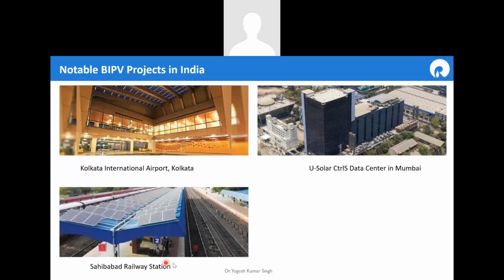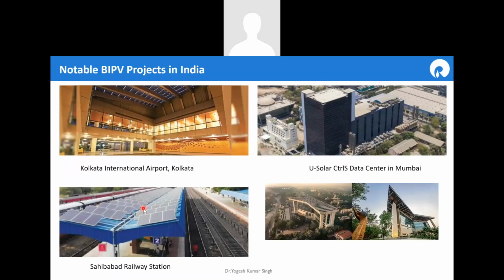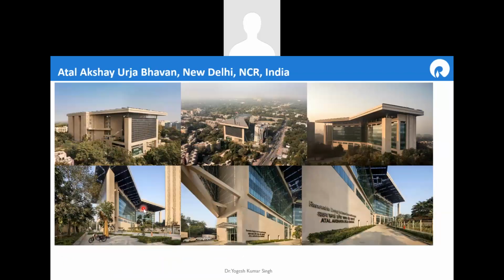This is the Sahibabad railway station. There we are also using different types of solar panels on the train side. And this is one of the best examples of a BIPV building in recent times.